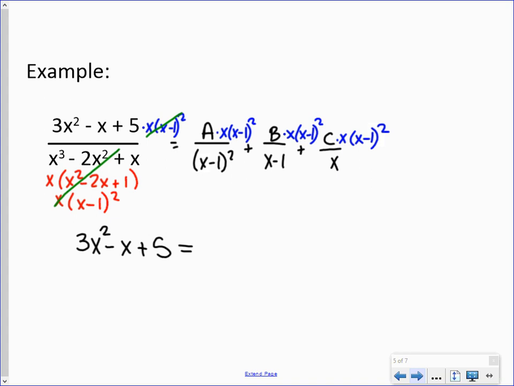What's left over on the right side? What do you guys have written? A times x plus b x times x minus 1 plus c times x, x minus 1 squared.